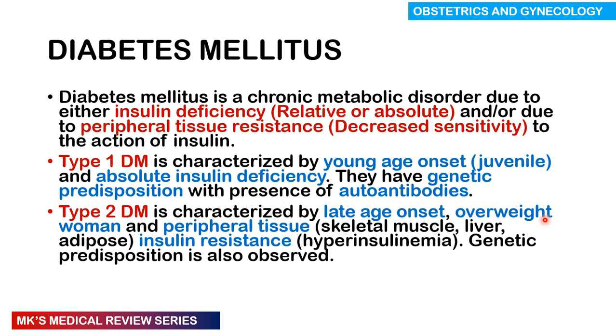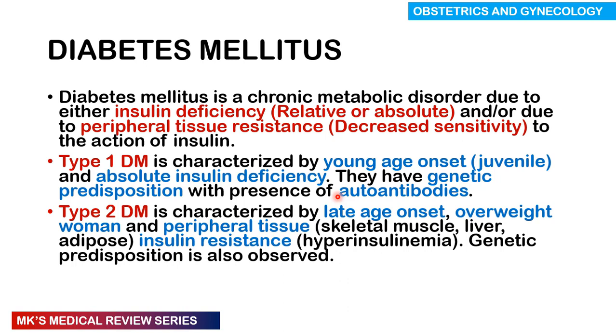So remember from our lecture on diabetes mellitus in internal medicine, we defined it as a chronic metabolic disorder where you're going to have either insulin deficiency, which may be relative or absolute. Relative in terms of type 2 diabetes, absolute in terms of type 1 diabetes, coupled with sometimes peripheral tissue resistance. That's a decreased sensitivity to insulin that's often seen in type 2 diabetes. Lastly, we divided it into two main types. Type 1, which was formerly known as insulin-dependent diabetes mellitus because these have an absolute insulin deficiency.